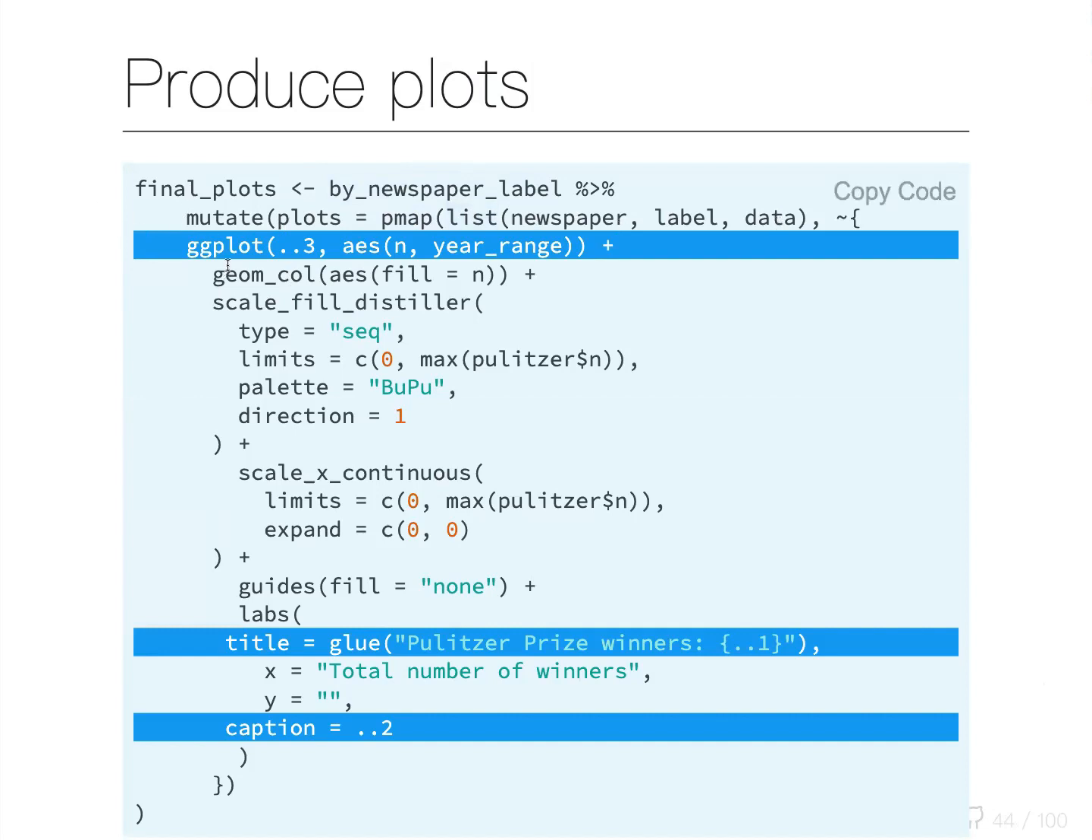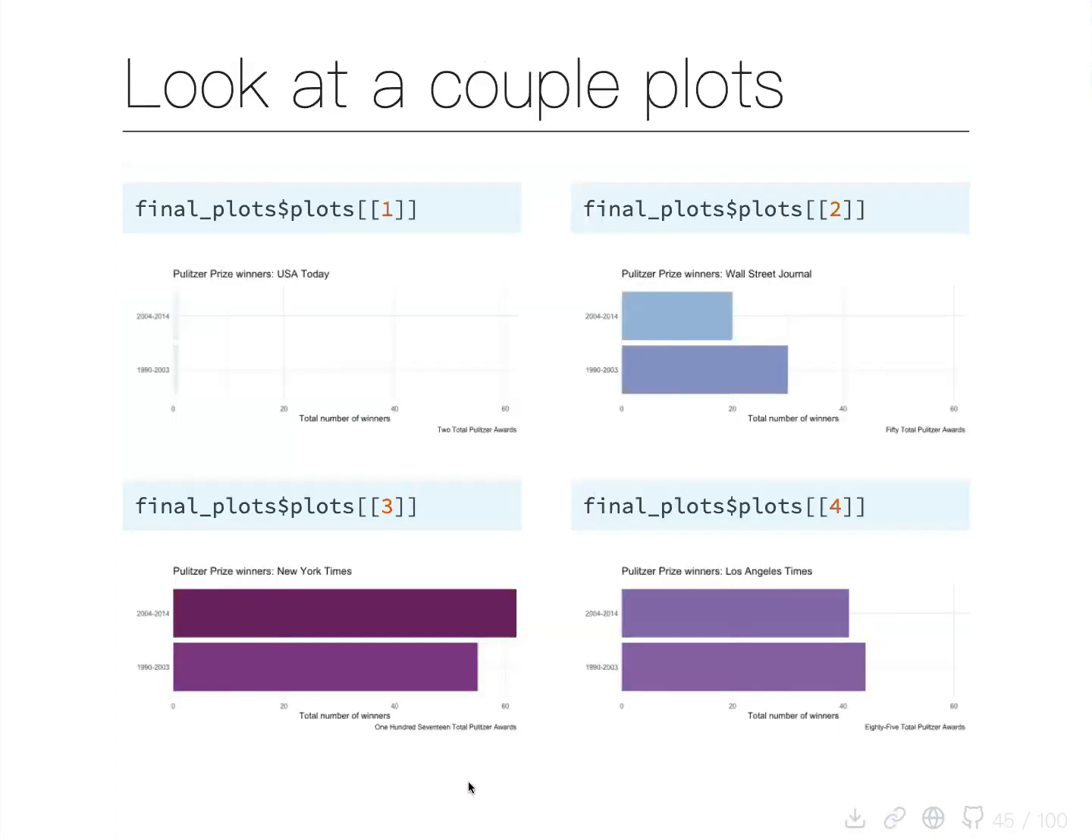Then I'll call ggplot. The first argument to ggplot is the data, so that's .3, right? Notice I have the tilde right here that gives me access to those .1, .2, .3. And then down here, I have my glue .1, and then my caption is just .2. Okay? And here we go. There's the first 4, just like we saw before. So notice here it says 85 total Pulitzer Awards. Okay, right here.